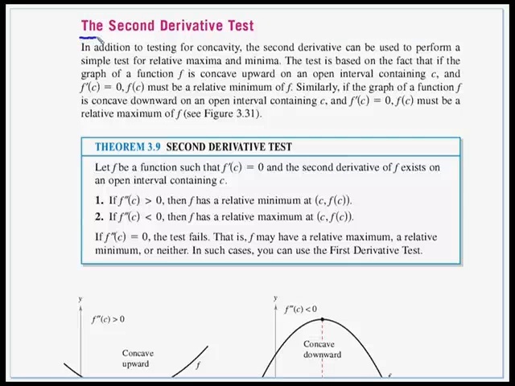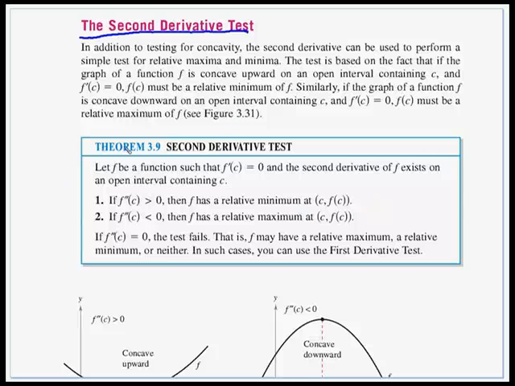Okay, let's talk about the second derivative test. In addition to testing for concavity, the second derivative can be used to perform a simple test for relative mins and max. This test is based on the fact that if the graph of a function f is concave up on an interval containing some point c, and the first derivative at that point is equal to 0, f of c must be a relative min. Similarly, if the graph of a function f is concave down on an open interval containing point c, and the derivative is equal to 0, f of c must be a relative max.